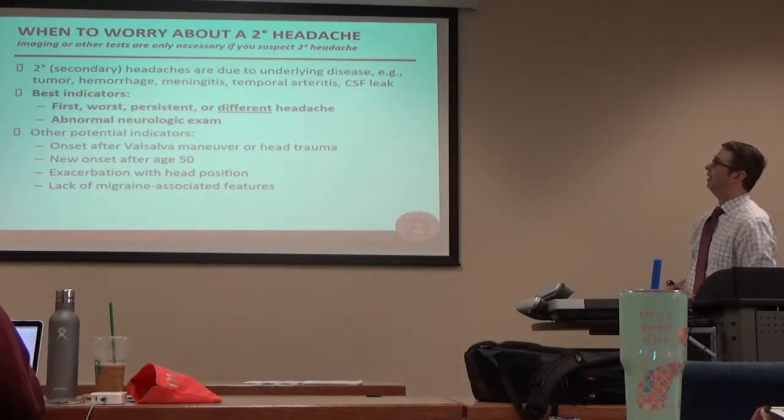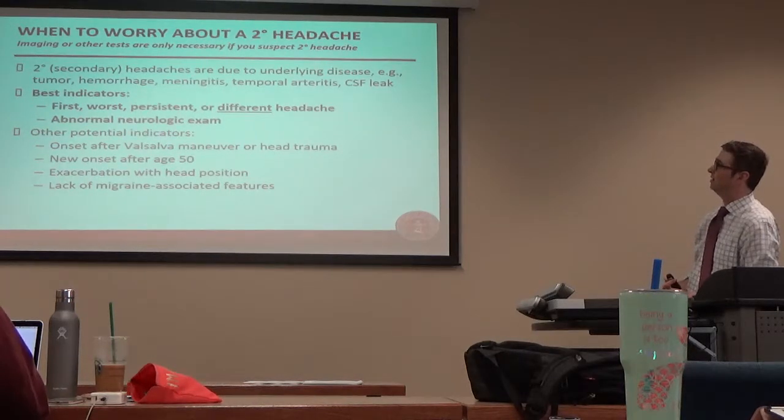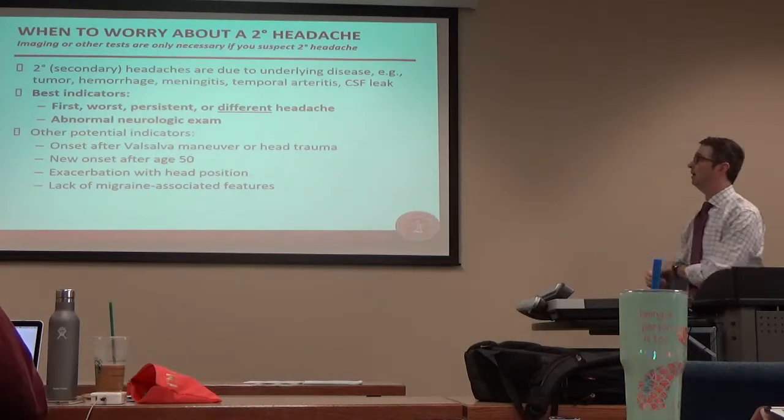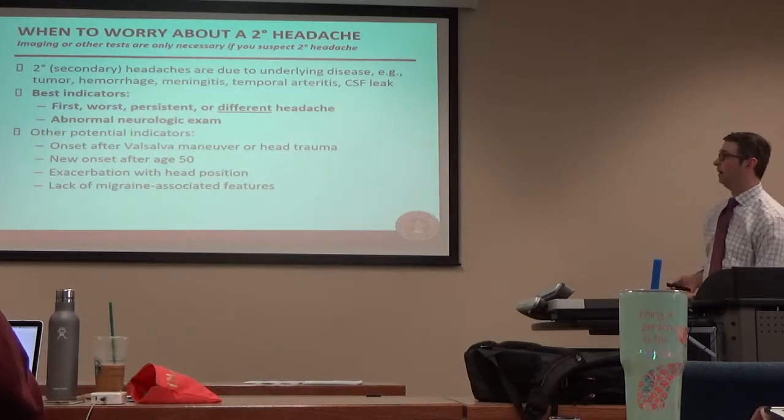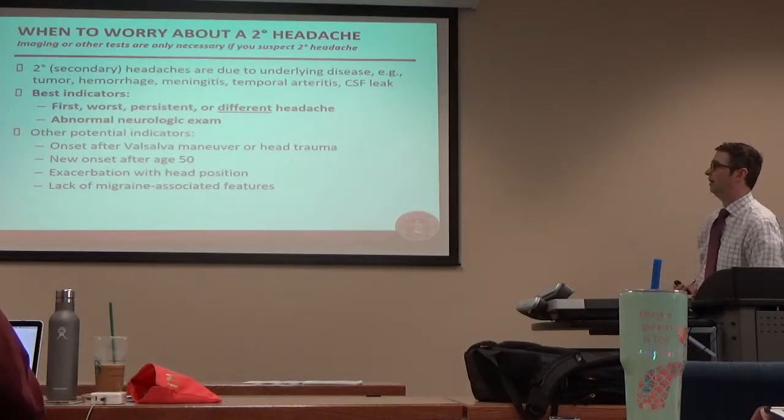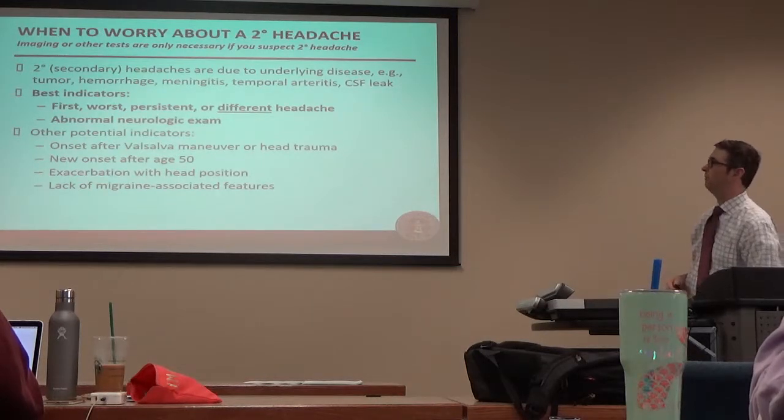When to worry? Tumor, hemorrhage, meningitis, temporal arteritis, CSF leak you're concerned about. Again, first, worst, persistent, or different headache than usual, and then plus or minus an abnormal neurologic exam. A good history is key. As mentioned earlier, onset with exertion, sometimes Valsalva or head trauma, new onset after age 50, worsening with head position, and any lack of migraine-associated features should prompt you to investigate further.